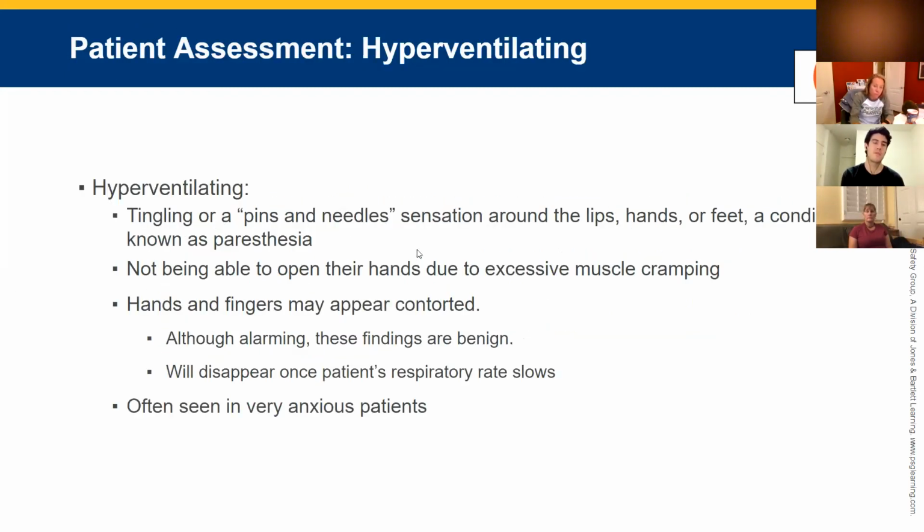All right, this is hyperventilation. We were talking about that presentation of a sort of a panic attack. You have this tingling sensation on your lips, hands, feet. And then you also have this cramping where your muscles kind of close up. So hands and fingers may appear contorted, which just means twisted up. Although alarming, this is benign.